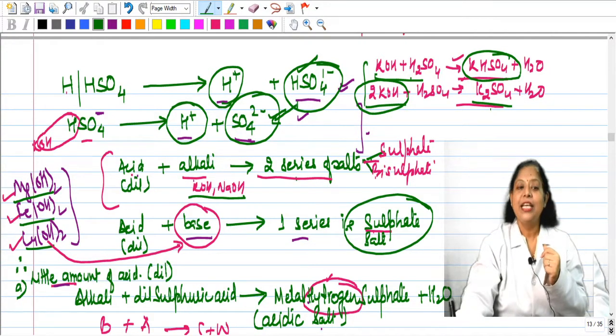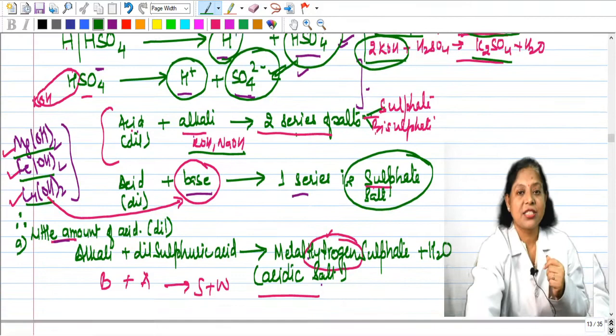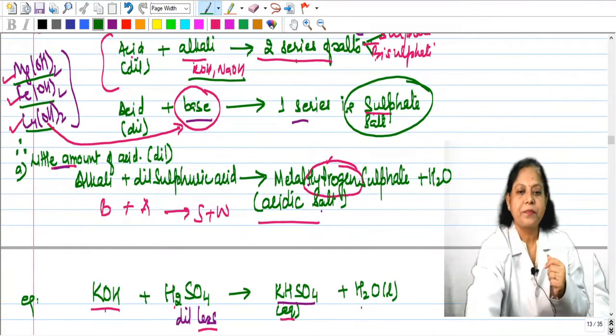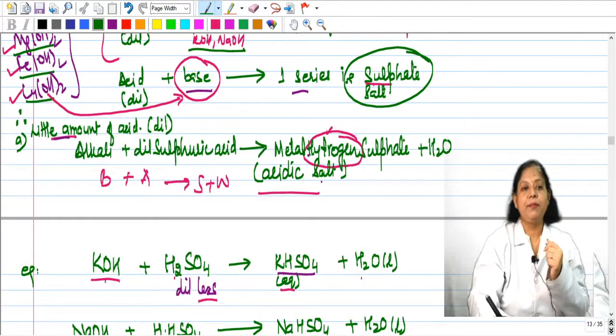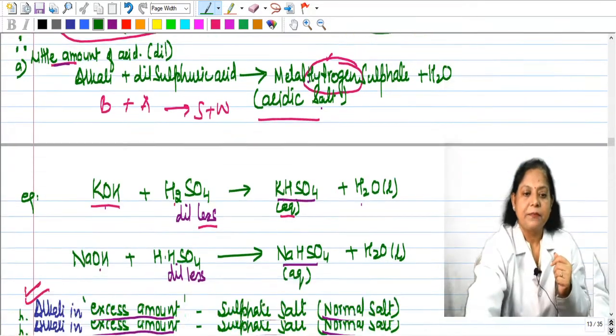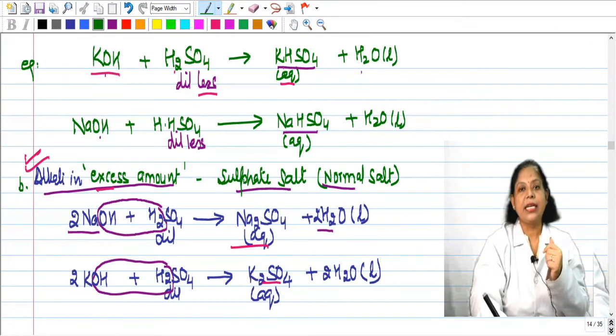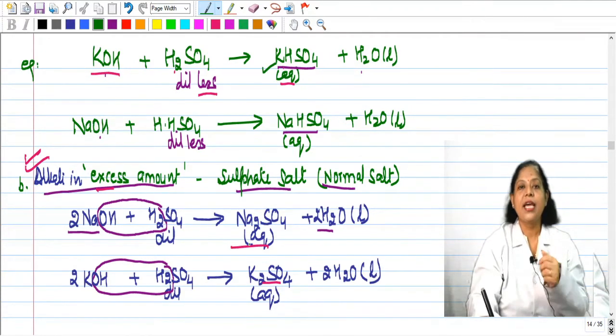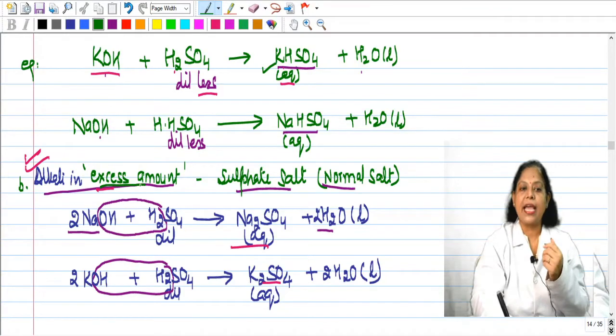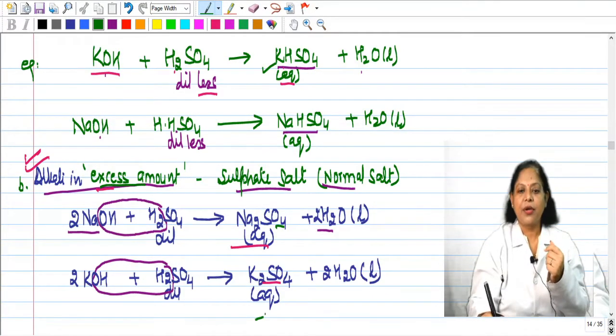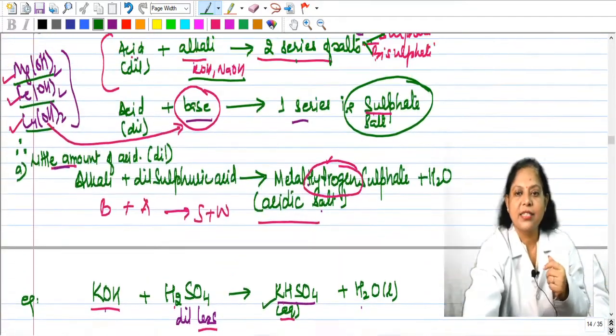Is this clear? You need to practice these reactions well, children, right? Now another very important thing is that if you take the alkali amount in little, you get hydrogen sulfate salt, and when you take alkali amount in excess, you always get the sulfate salts. Okay, so this is what we discussed over here.